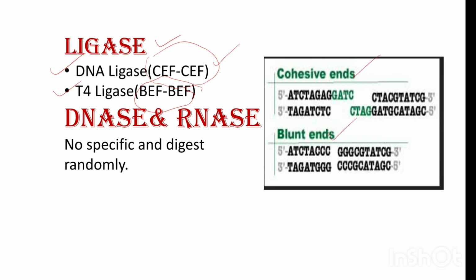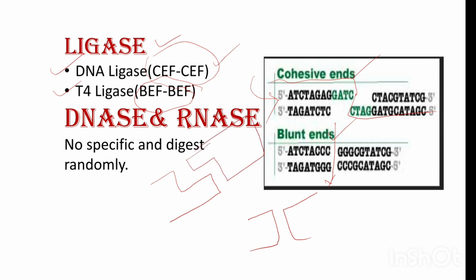What are cohesive ends and what are blunt ends? If there is an action of some enzyme and the cut is made like this, then it is called cohesive. Whereas if the cut is made like this with equal ends, then this is called blunt. This is cohesive ends, and this is blunt ends. And next are DNases and RNases. DNases and RNases are not specific and they just chop or digest randomly.